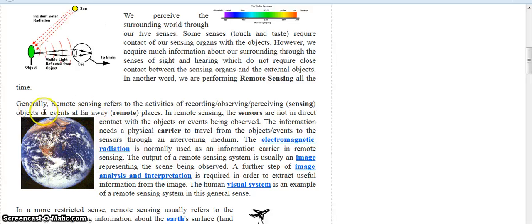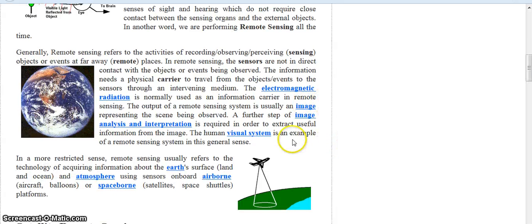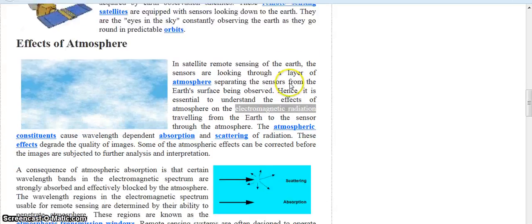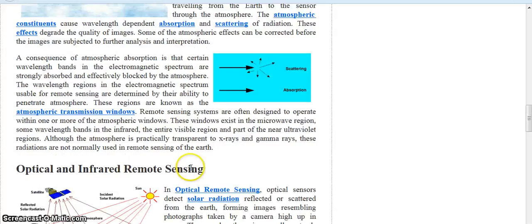So anyway, then they're saying that generally remote sensing refers to the activities of recording, observing, perceiving objects or events far away. The electromagnetic radiation is normally used as an information carrier in remote sensing. So what they do is they send a signal out and it picks up information, and then when it is returned back to the picker-upper, it's got the information on it. And this tells you a lot of stuff right in here.